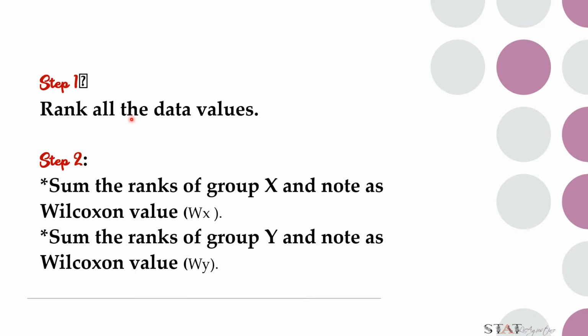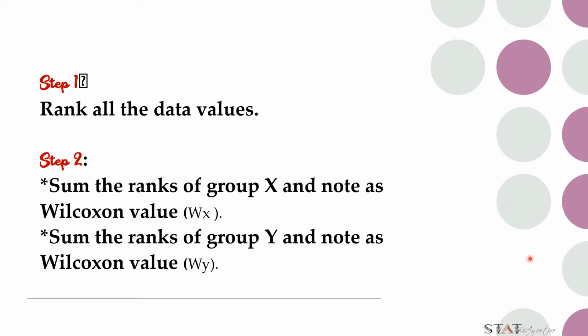So here's the procedure. Step 1, rank all the data values, meaning whether it is group X or group Y, you have to combine all the data, then rank all the data values combined. Step 2, sum the ranks of group X and denote it as the Wilcoxon value WX. Then sum the ranks of group Y and denote it as the Wilcoxon value WY.